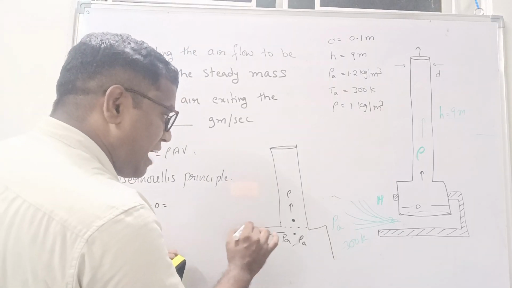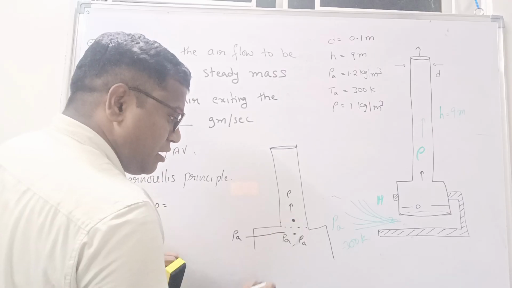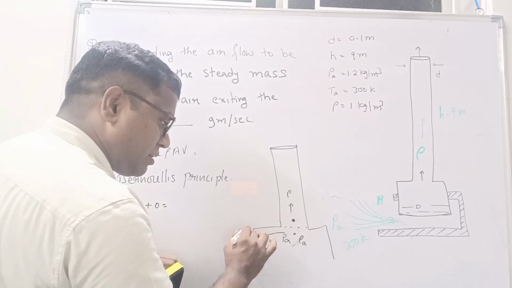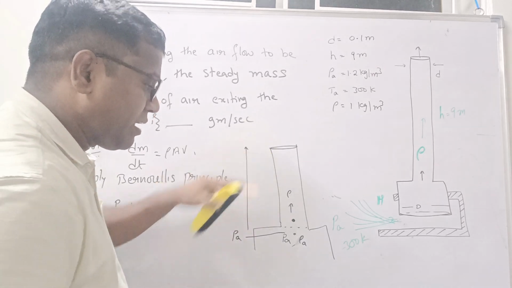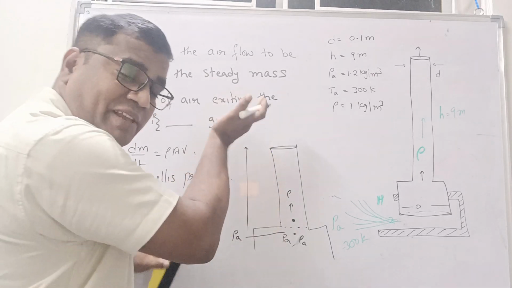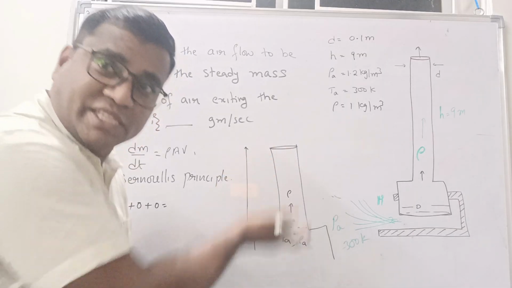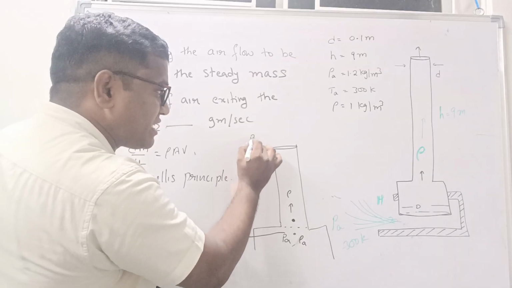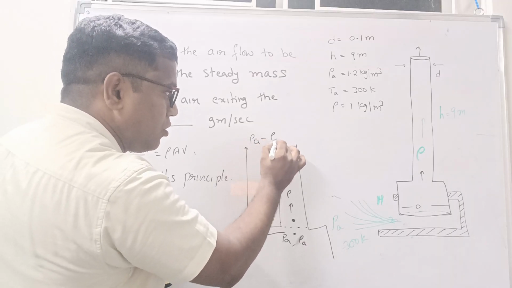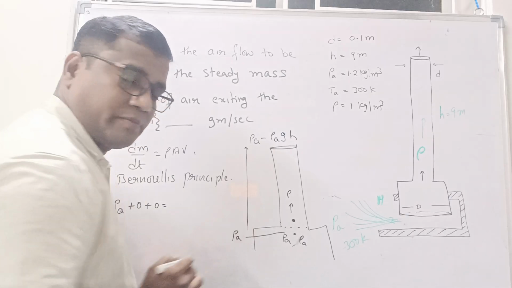So when I want to calculate the pressure at this point, try to understand, I'm going up. So at this point, how much pressure will be there? When I went up, the pressure will increase or reduce? Pressure is increasing or decreasing? Pressure decreases. So I will write at this point, pressure will be PA minus rho GH.